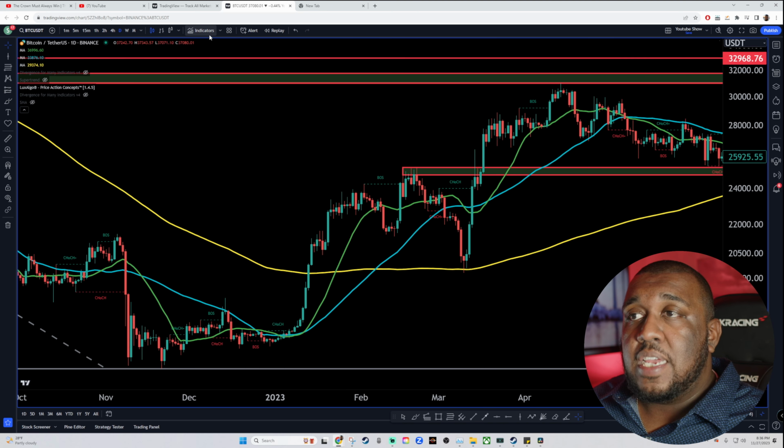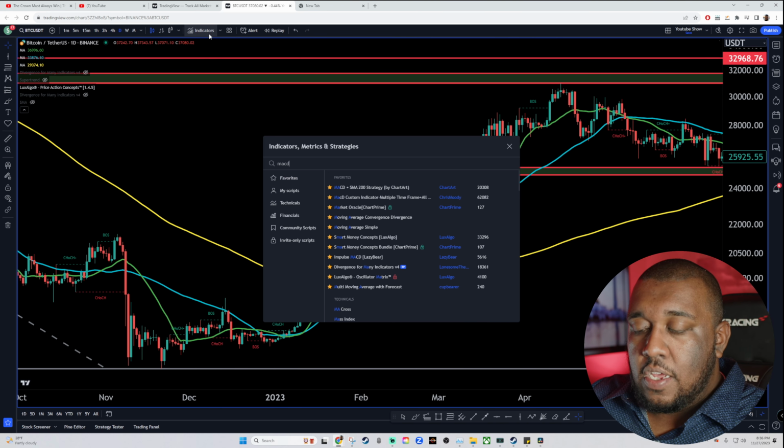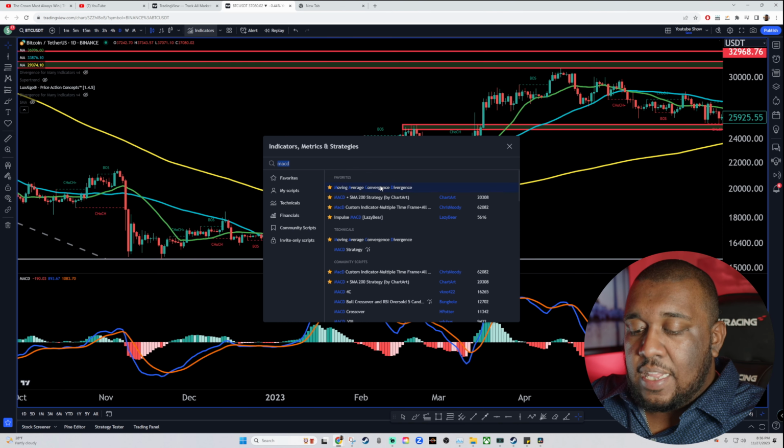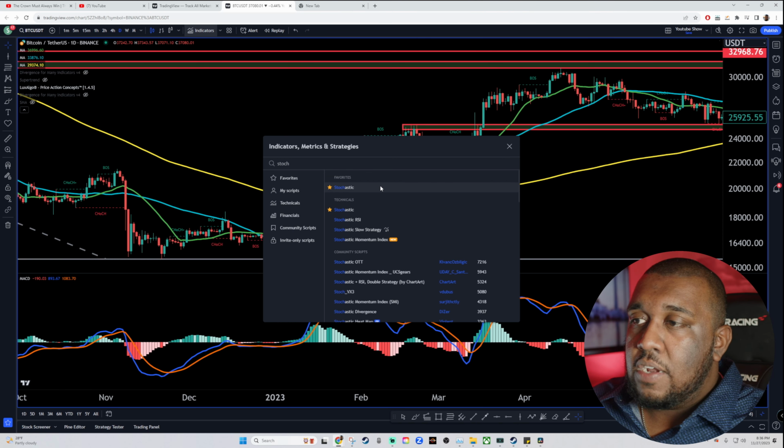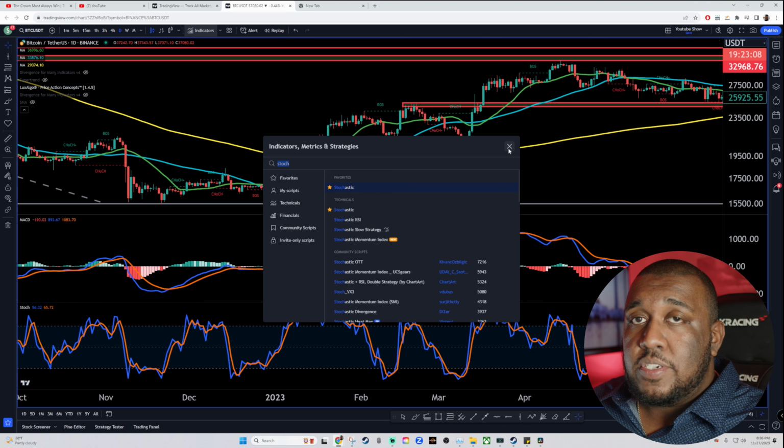Now, here are a couple things I need you guys to add onto your charts very fast. The first one is going to be a MACD. The second thing is going to be a stochastic indicator. Not the stochastic RSI, but just the stochastic.